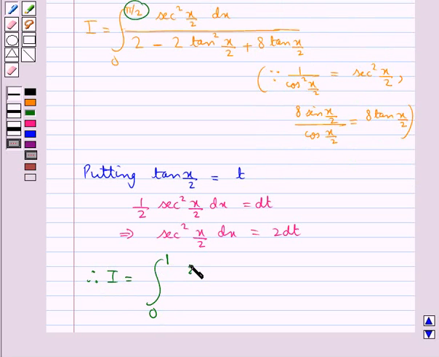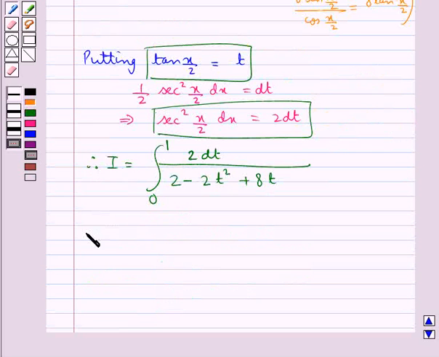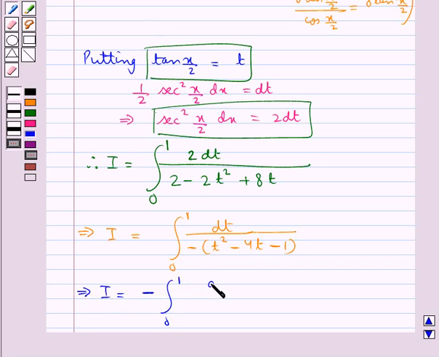In the numerator we would have 2 dt since we had sec square x upon 2 into dx, which is equal to 2 dt. So 2 dt upon 2 minus 2 t square plus 8 t. That is, instead of tan x upon 2 we put t. This gives us I is equal to integral 0 to 1 dt upon minus t square minus 4t minus 1. That is, we cancel 2 from the numerator and the denominator. So this means we get I is equal to minus integral 0 to 1 dt upon t square minus 4t minus 1.